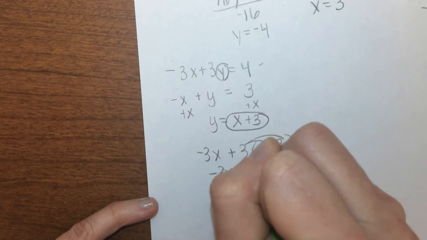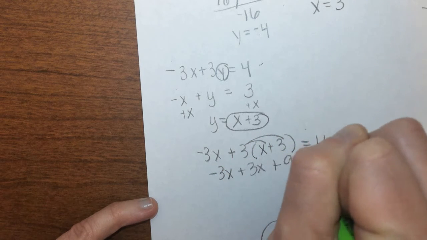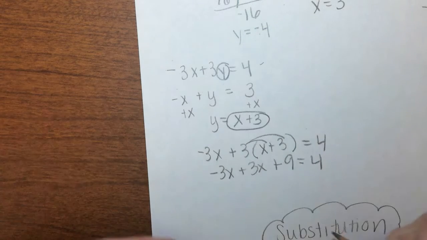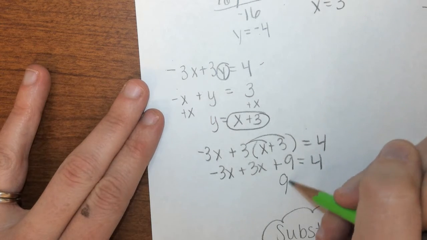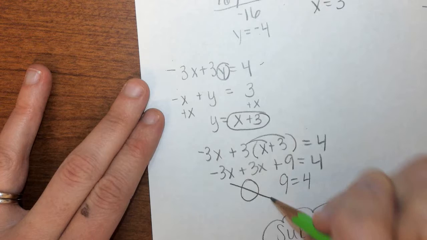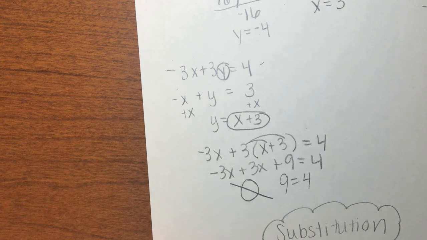And then when you're solving this one, you'll notice that those are going to turn into 0. So you're left with negative 9 equals 4. For this case, it's no solution. Your lines are actually parallel to one another, so they don't have any ordered pairs in common.